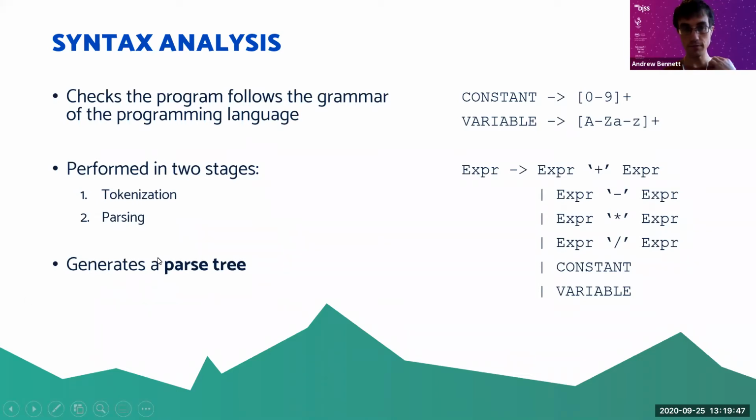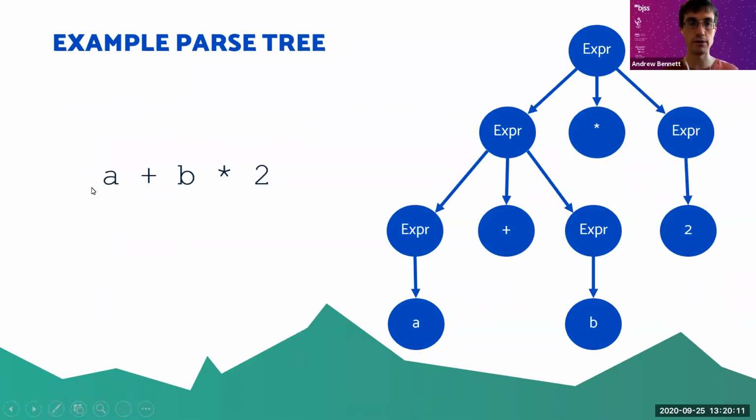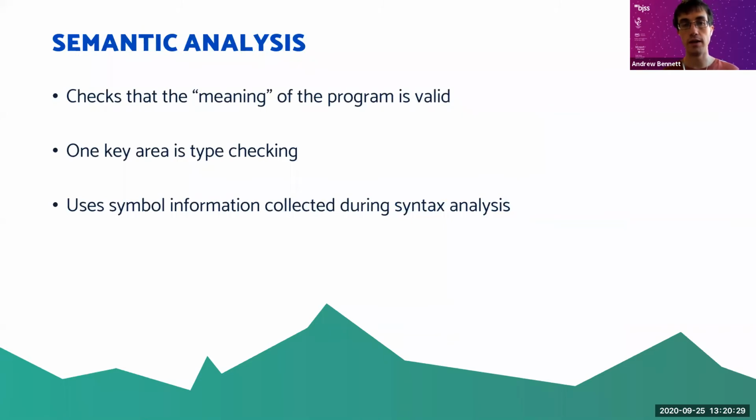On the right hand side here, we can see some tokenization definitions. A constant is a sequence of numbers, a variable is a sequence of letters, and we've got this expression here for adding, dividing, and multiplying constants and variables. This is an example of a parse tree using that expression: a plus b times 2, where a and b are variables, and 2 is a constant. Using the rule in the previous slide, we generate this particular parse tree that matches the expression, as you can see. So next thing we do is semantic analysis.